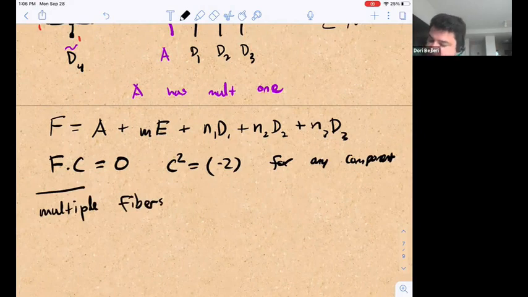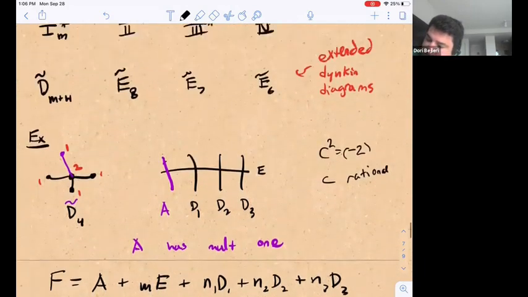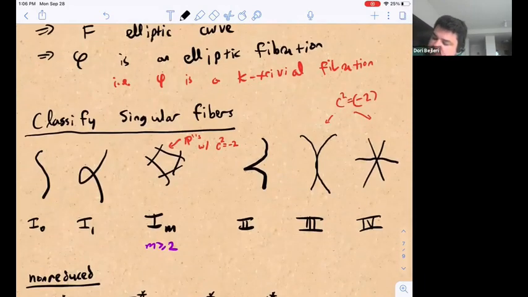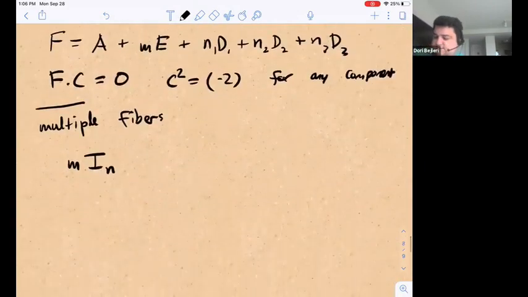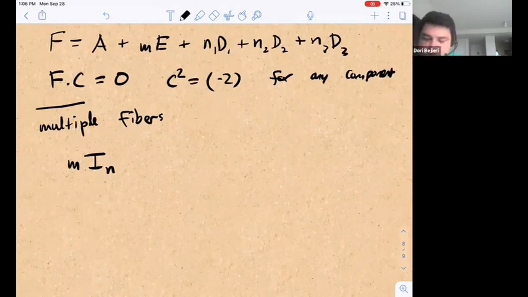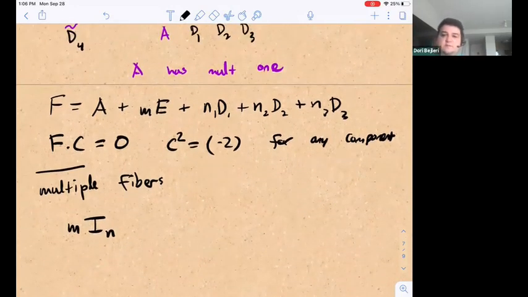And again, maybe this is one of the harder steps in this classification of fibers. You have to classify these multiple fibers, and it turns out these are always of the form M I_N, meaning that the reduced fiber is always just one of these I-type fibers, where it's either smooth or a single nodal cubic or a loop of P1s, and then the whole fiber just has some uniform multiplicity, M. Okay, so you need to work a little harder to actually prove that these are the only multiple fibers, but there you go. And this gives us a classification of all the possible singular fibers for this elliptic fibration.